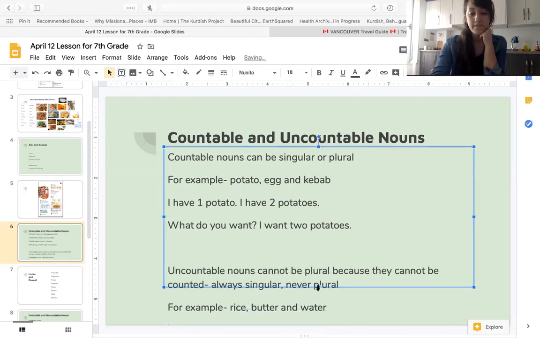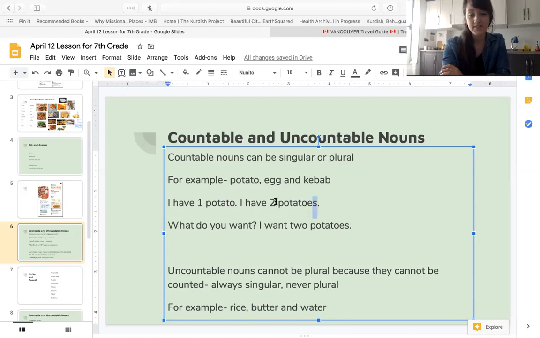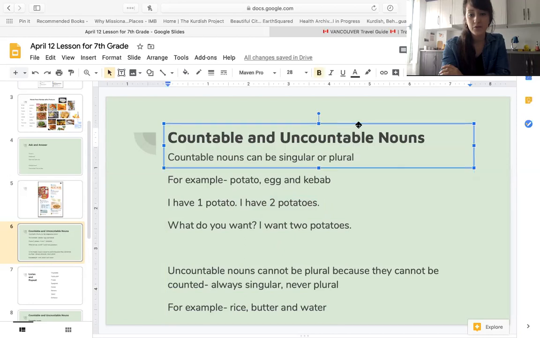However, it is different for uncountable nouns. Uncountable nouns cannot be plural. They cannot be counted. You cannot add an S to them to mean that there is more than one. Do you see how I say, I have 2 potatoes? I add an S, and I have the amount. We cannot do this with uncountable nouns. Okay, I will show you what we do.